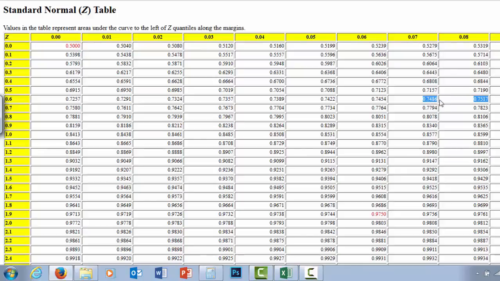We could technically use a method called interpolating to find the exact value by finding ratios between these numbers, but we don't need to mess with that. We'll just split the difference. So the z-score there is going to be 0.6, and then something between 7 and 8 in the 100th place. So let's call it 0.675. So I use my z-table going in the other direction. I know the probability, now I'm finding the z-score.